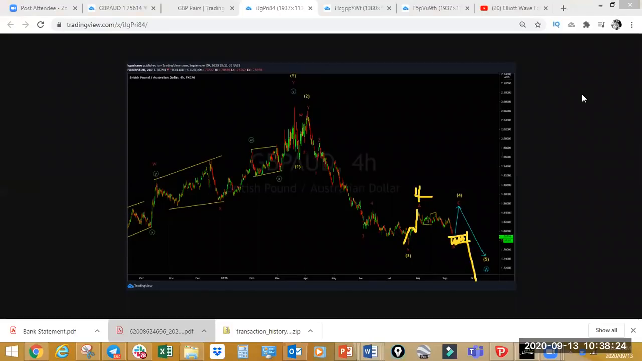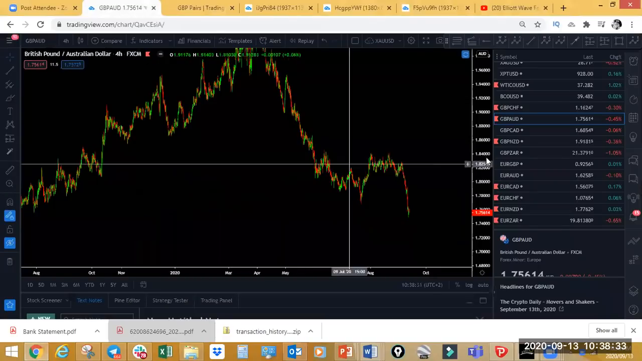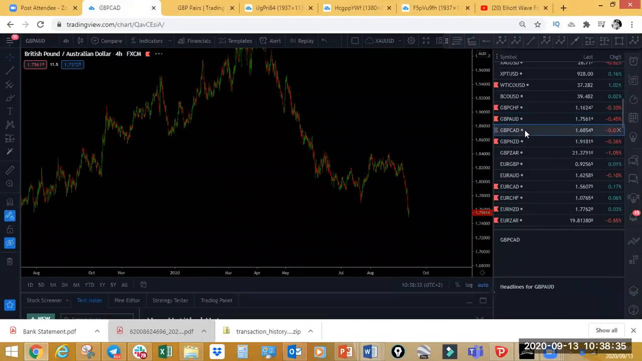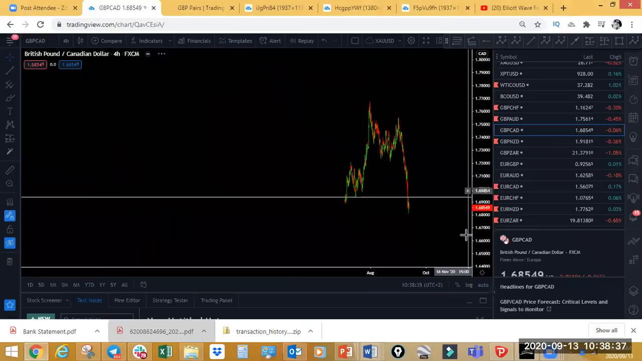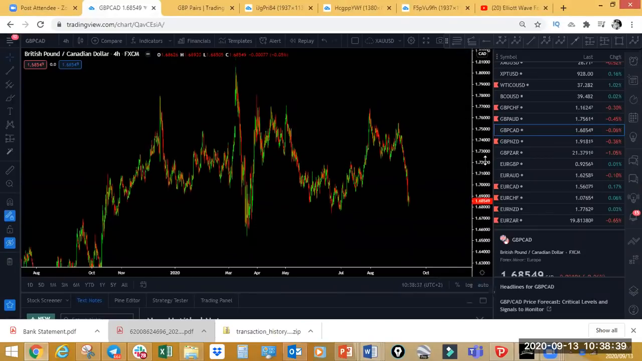But the trend is down, and this is where you should be making money in the next couple of sessions up until November, December. Right, so pound AUD looking very interesting. Actually, the pound pairs are looking very interesting. Right, this is pound CAD.